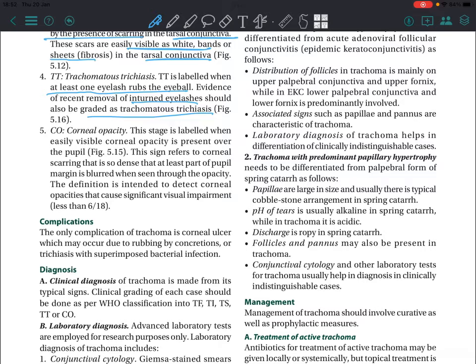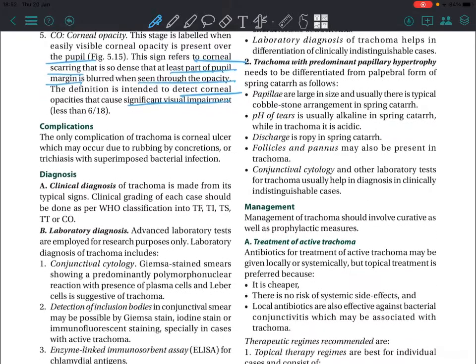Corneal opacity. The stage is labeled when easily visible corneal opacity is present over the pupil. That sign refers to corneal scarring that is so dense that at least part of the pupil margin is blurred when seen through the opacity. The definition is intended to detect corneal opacities that cause significant vision impairment.